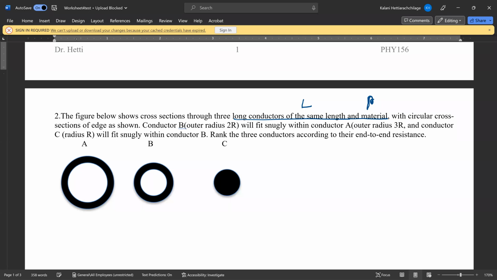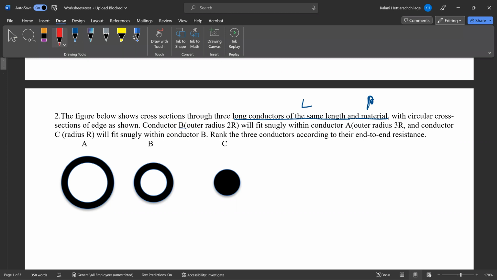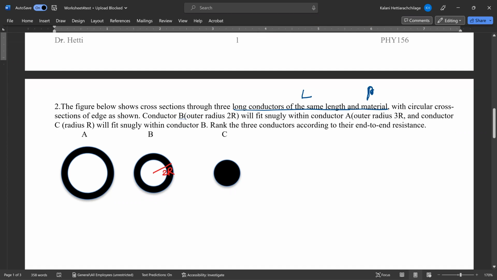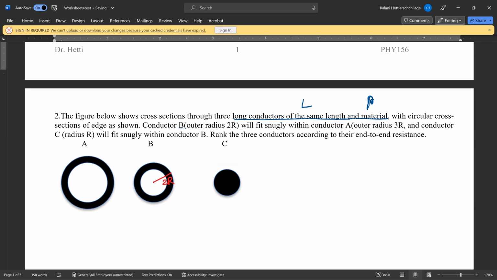Okay, with circular cross-sections as shown. This is a cross-section. Conductor B has outer radius 2R, so let's label that: conductor B, here I have 2R. It will fit snugly within conductor A, which has outer radius 3R. As soon as I say snugly within A, that means you can put B inside this white area. So what that means is this will be 2R.